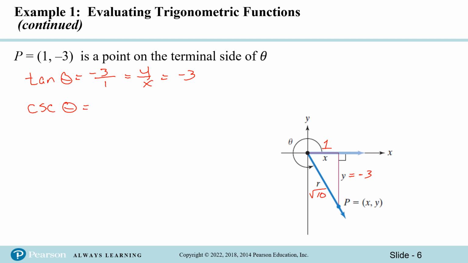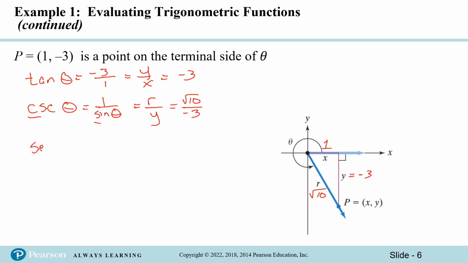The cosecant, that is the reciprocal of the sine, right? The c goes with the s. Well, the sine is opposite over hypotenuse, so we need the hypotenuse over the opposite. All right, so that gives me the square root of 10 over -3.